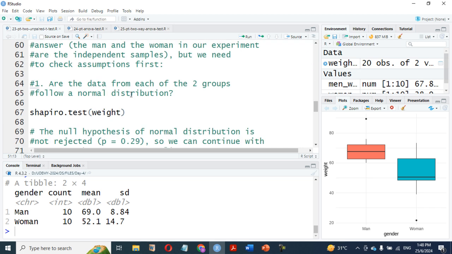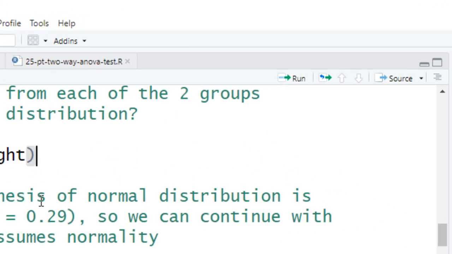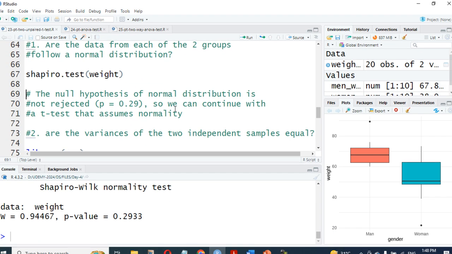Number one, do the data from each of the two groups follow a normal distribution? Let's use the Shapiro test now. So now we have attached our variable, we can pass the Shapiro test here. Just use weight straight instead of using the table name dollar. So let's just run this. Okay, we have 0.293. So the null hypothesis of normal distribution is not rejected, so we can continue with a t-test that assumes normality.